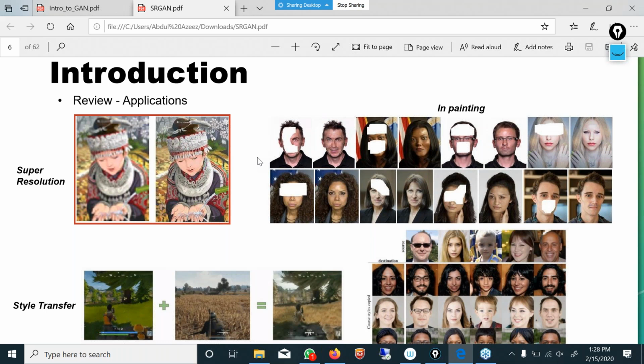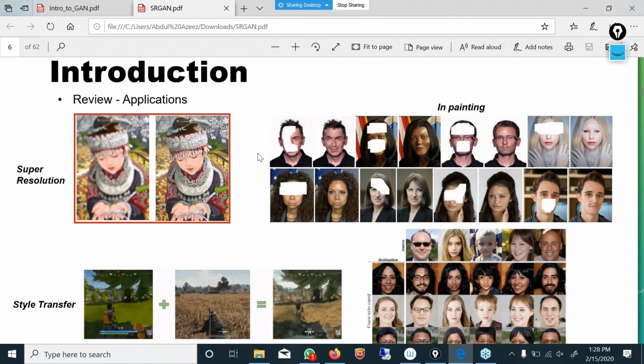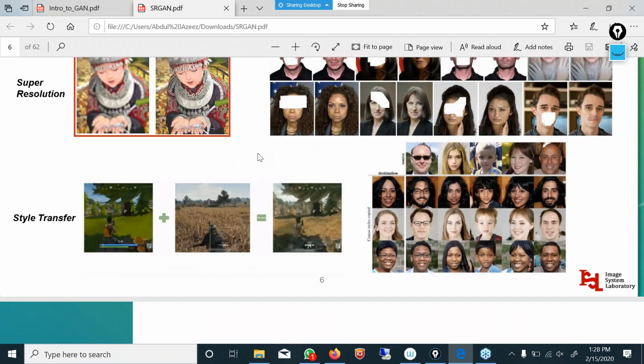So you take out one patch of the image and you try to fill it back. That is what inpainting is. Style transfer is what he was talking about. If you want to apply the style of grass to some game, that is how. The left side is green grass, the right side is dried grass. This is style transfer.